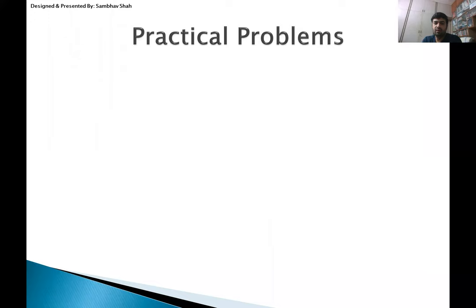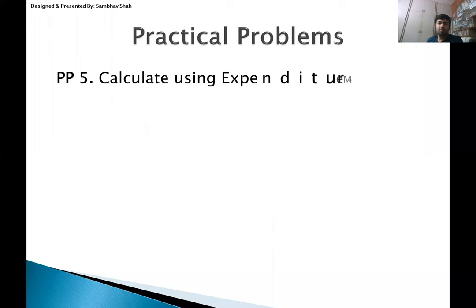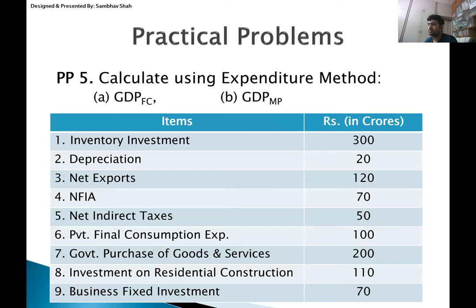Let me give you the second sum. Be ready. Calculate using expenditure method, GDP at FC and GDP at MP, right? And your sum is here. I'm giving another 5 minutes to complete it. After that, I'm going to give one more sum, and then we are going to do the reconciliation of the methods.